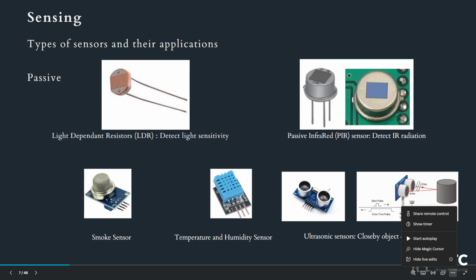Then we have the ultrasonic sensors. The ultrasonic sensors are used to measure the distance. It is used to measure the distance between the sensor and a certain object.